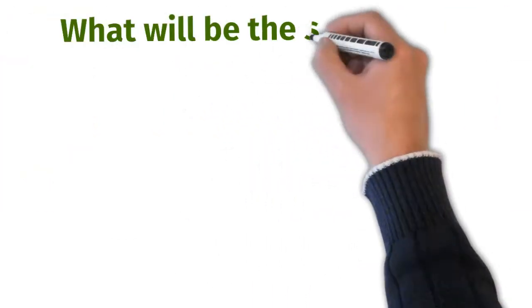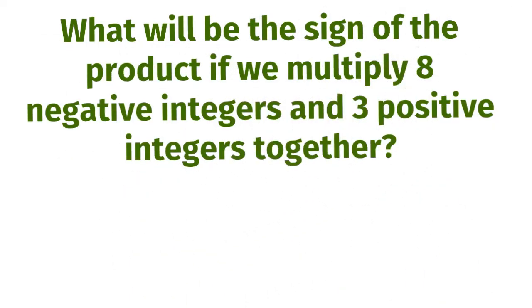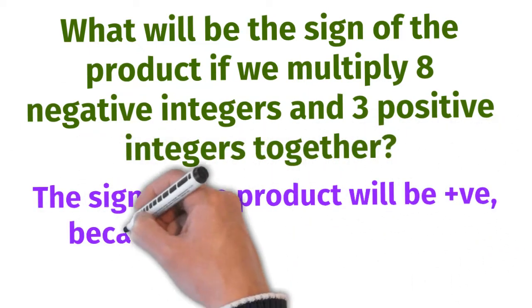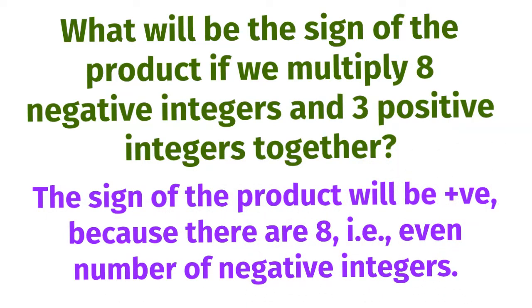Now, what will be the sign of the product if we multiply 8 negative integers and 3 positive integers together? The sign of the product will be positive because there are 8, that is even number of negative integers.